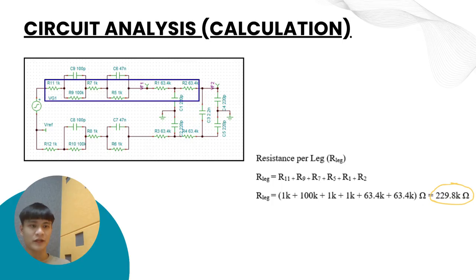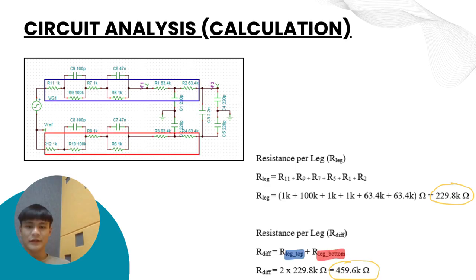So firstly, we calculate the resistance per leg. There are two legs in this circuit, which are the top and the bottom leg. The formula for this is simply adding all the resistances together. So we'll see that the answer will become 229.8 k ohms. After calculating the top leg resistance value, we calculate the bottom leg and add the values together, and we can see that the answer will be 495.6 k ohms.